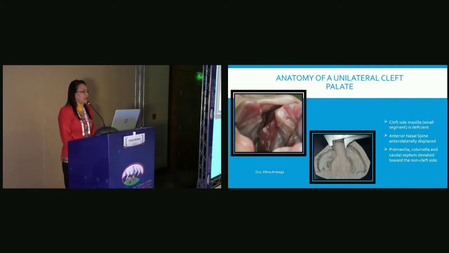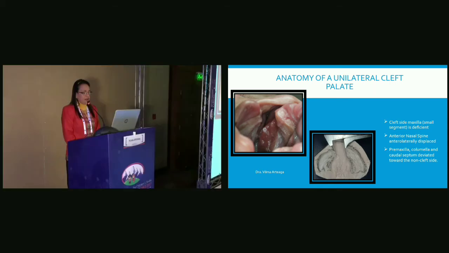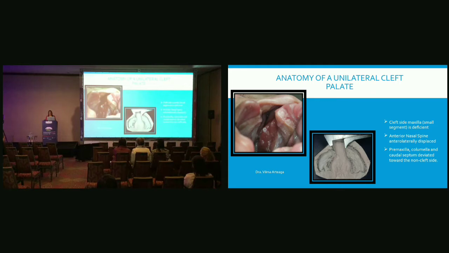The anatomy of the unilateral cleft palate consists of 2 segments. One segment is the cleft maxilla or minor segment, which is deficient and hypoplastic. The anterior nasal spine, the premaxilla, and the rectum are deviated towards the large segment or non-cleft side, and they are proclined and/or vestibularized. At the first appointment, this patient showed an alveolar cleft ridge of 11 millimeters. And the anterior-posterior difference between the big segment and the small segment was 5 millimeters.